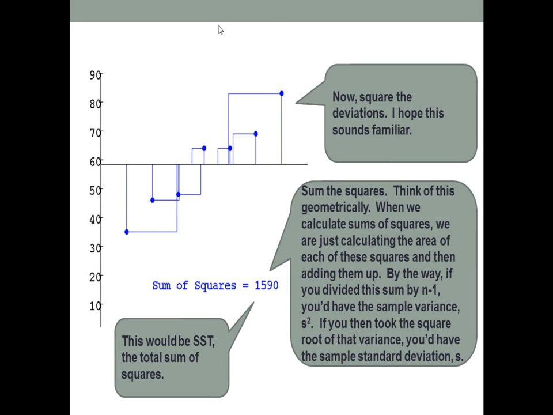So when we had the numerator for our calculations of standard deviation and variance, what we had was the sum of the areas of those squares. In this case, since we're going away from the average, this would be the total sum of squares, like the one where we had the 15 numbers a couple of slides ago.